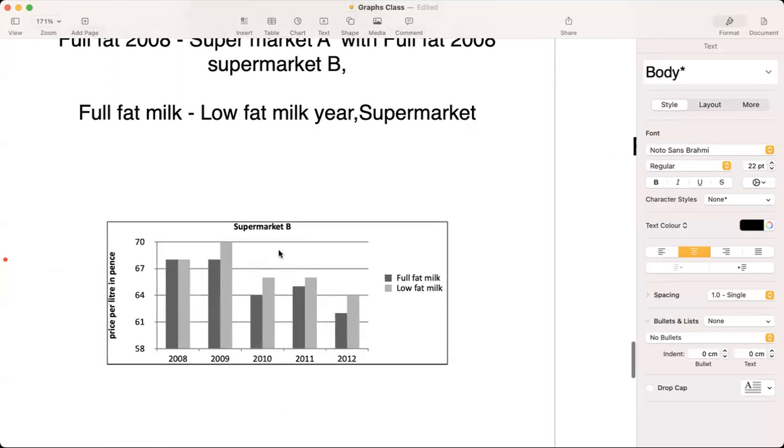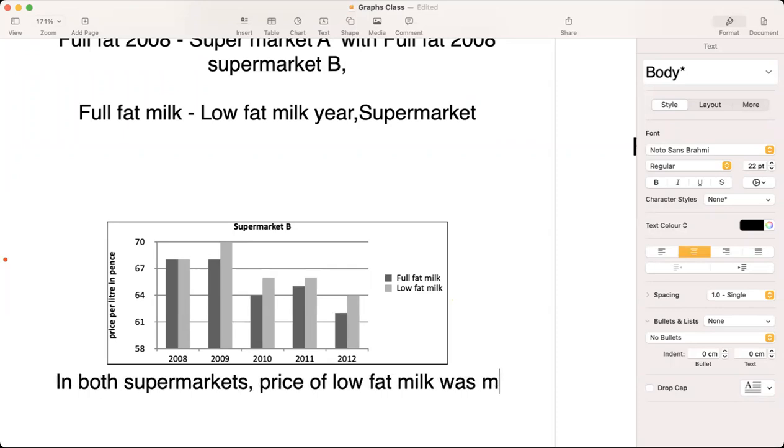Now you'll do this for B also. So let's do for B. First year it's equal. Second year, low fat, increased, not increased, more. More, and in B, low fat is more than full fat. Third year, low fat more. 2011 also low fat, 2012 also low fat. Is it clear? Yes, in supermarket B. So in both supermarkets, if you looked at it, the price of low fat milk costs more than the price of full fat milk over the given time.